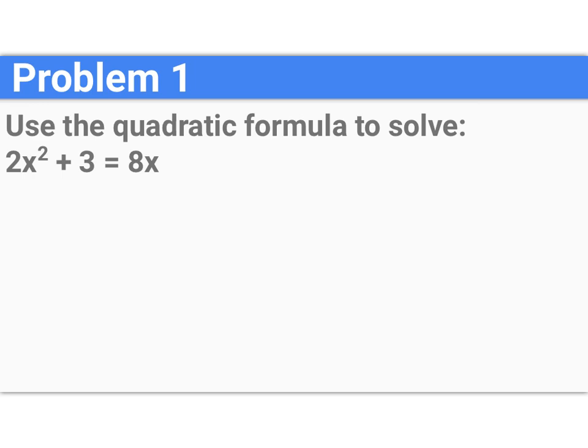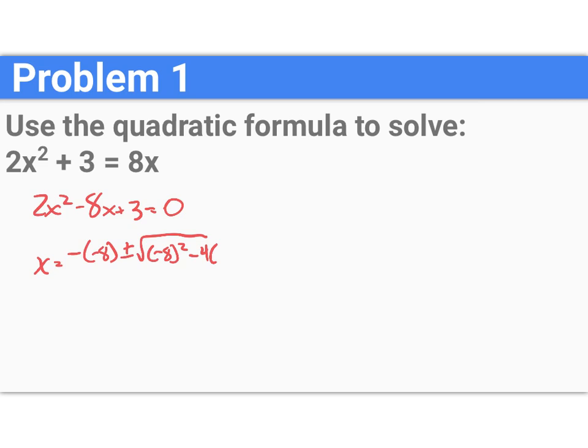All right, let's use the quadratic formula. 2x squared minus 8x plus 3 equals 0. x equals negative of negative 8 plus or minus the square root of negative 8 squared minus 4 times a times c, which is 3, all over 2 times a.